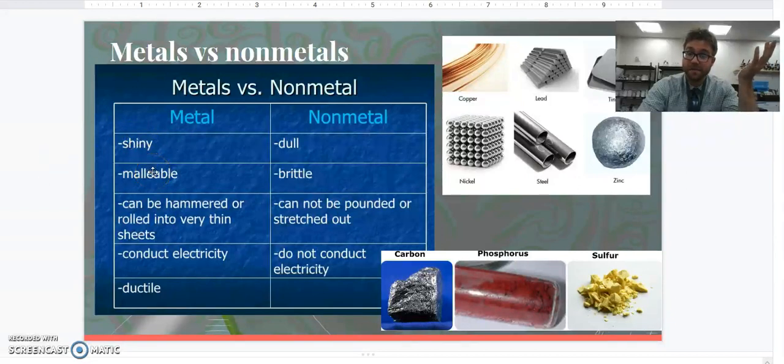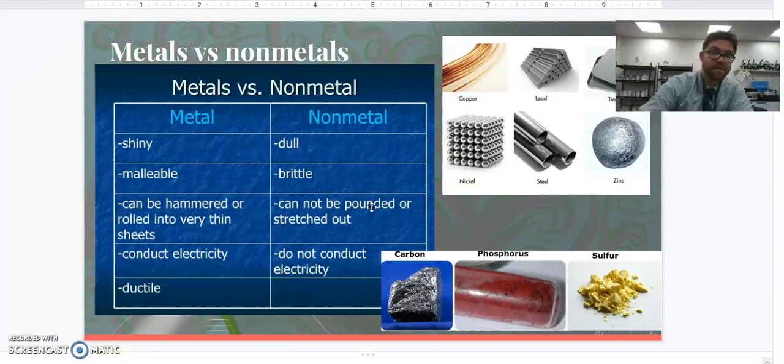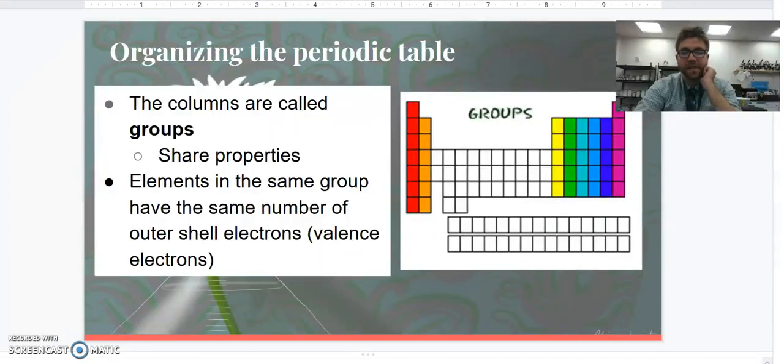Metal is malleable, meaning we can bend it. I can take metal and bend it. If I take something like my phone, which has glass that is not made out of metal, and try to bend it, I will break it. Mostly nonmetals will break if you try to bend them. Metals can be hammered. Metals can conduct electricity. Nonmetals cannot conduct electricity.